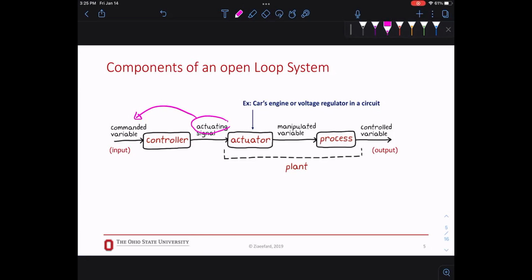Now, commanded variable, your controller, you have your actuating signal, then you have your actuator, right? For different systems it could be different things. You should be able to recognize what's the actuator in your system. Then you have your manipulated variable, which applies to your process. And then you have your control variable. So any system you think of, you should be able to put it in this format, in this block diagram. All right, we're going to practice this. That actually will be your class participation.